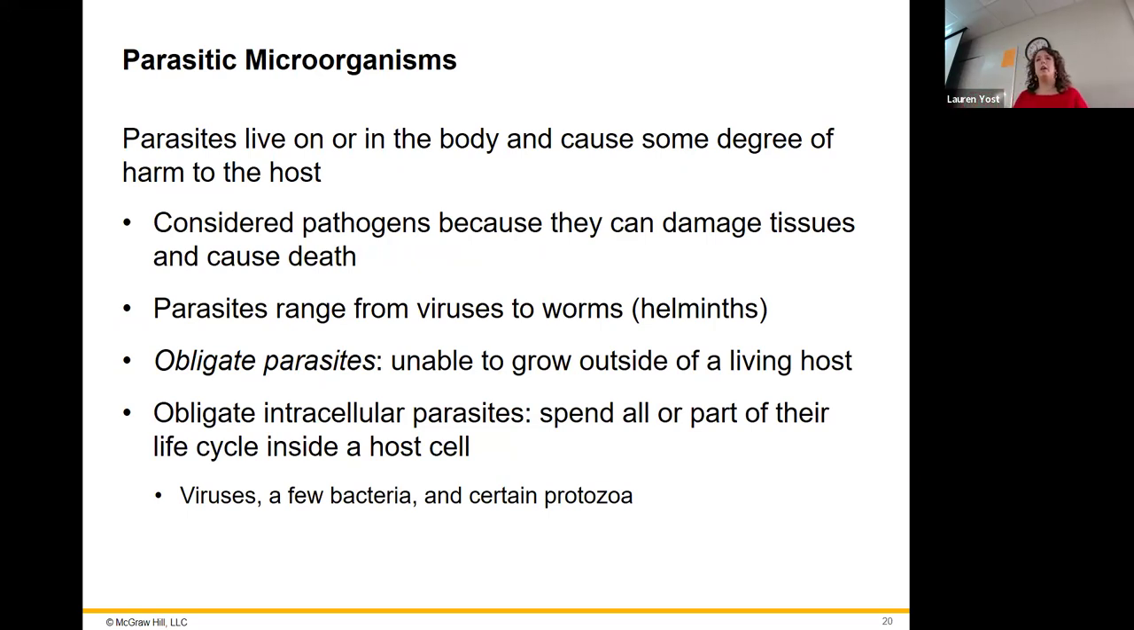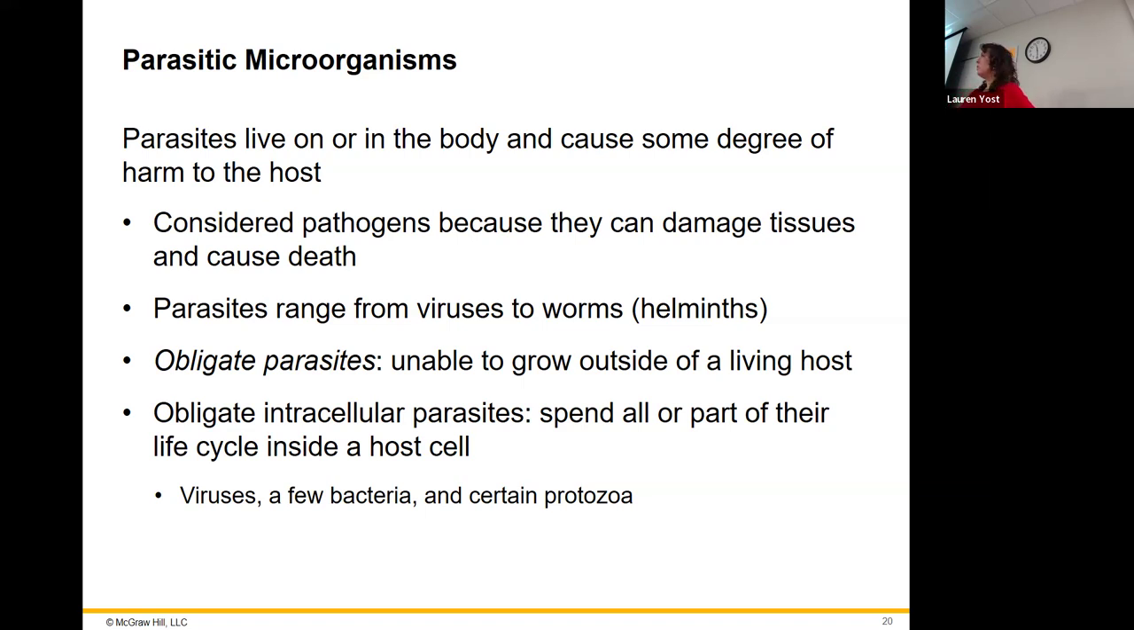Parasites live on your body. Usually if they're called a parasite, they're going to be causing you harm somehow. You might not know that it's causing you harm, but that's what they're doing. That's the definition of a parasite. They're causing damage to your body and benefiting from it, and they have to do these things in order to survive.